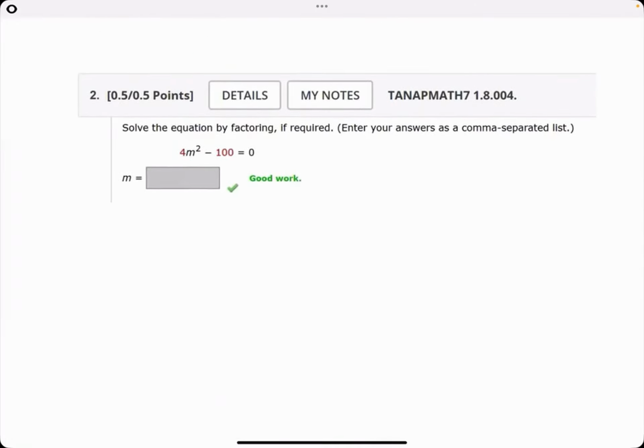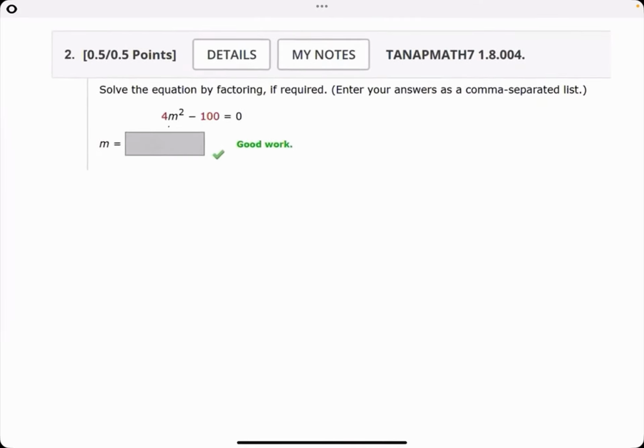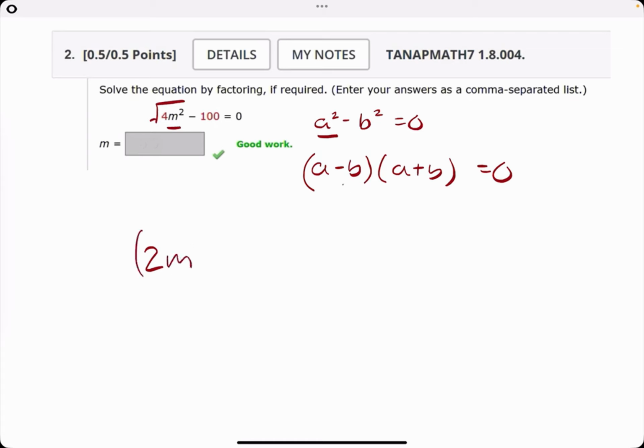Number 2, solve by factoring if required. We definitely have to factor here. It's important to recognize that we have what's known as a difference of two squares. And so we're going to factor this into a minus b and a plus b, and then from there we'll solve. So a squared is 4m squared. So we want the square root of that, which would be 2m. So that's going to be our a. And then b squared is 100, so we take the square root of that to get 10. So we're going to have 2m minus 10 and 2m plus 10 set equal to 0.